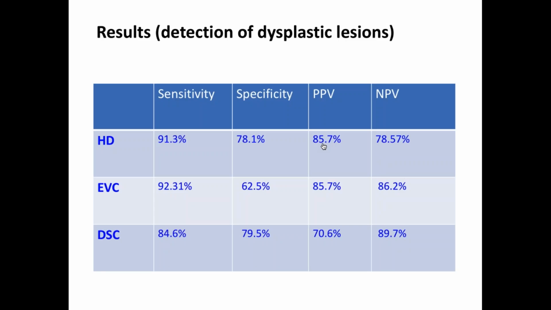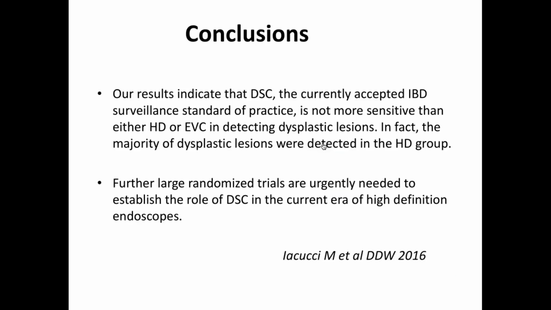And also when we look at the sensitivity, specificity, accuracy, positive predictive value, and negative predictive value of the three techniques, they were similar. So we conclude that our results indicate that high definition or virtual chromoendoscopy were not inferior in detecting colonic dysplasia compared with dye chromoendoscopy. However, further large randomized trials are needed to establish really the role of chromoendoscopy in daily standard practice.